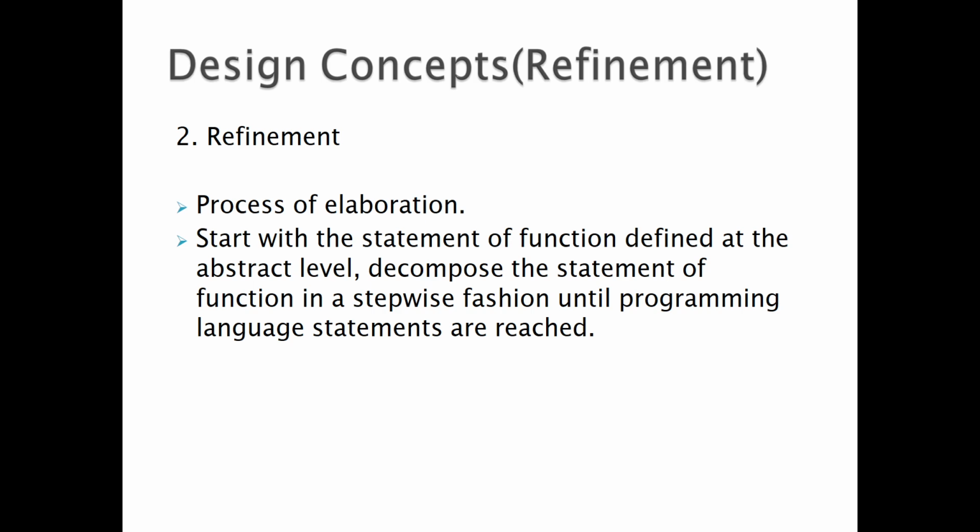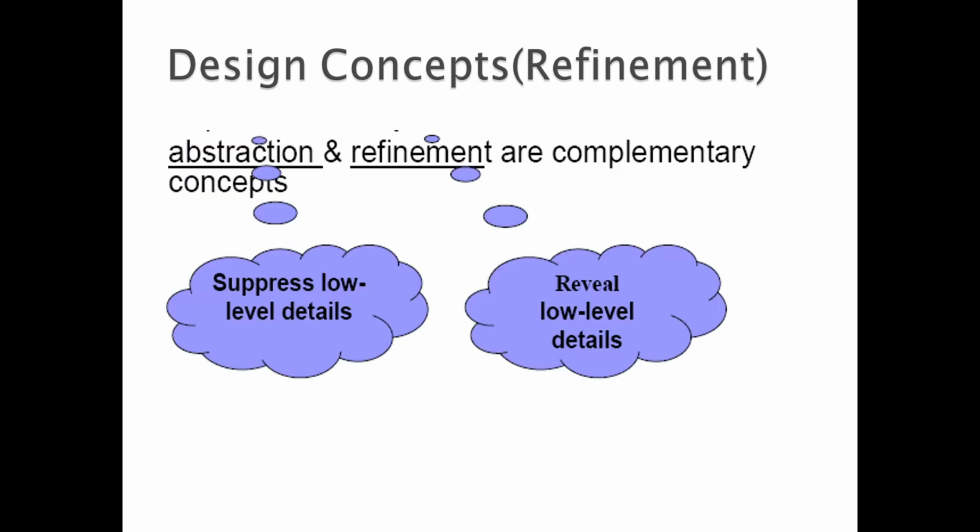Now, with the concept of abstraction, there comes a concept of refinement. The process of refinement is the opposite of abstraction. It is like elaboration. So start with the statement of the function defined at the abstracted levels. Decompose the statement into functions in a stepwise fashion until the programming language statements are reached. So a relation between abstraction and refinement can be depicted with this particular diagram.